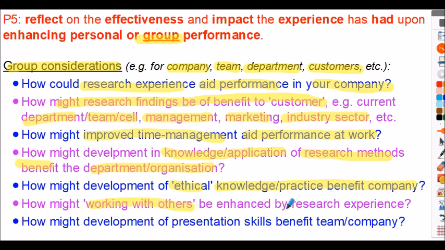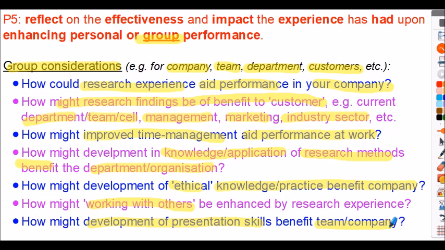Your research experience, would that affect the way you work with others, because you've had to go through interviewing, analysis of what people say if you're doing the qualitative work and so on? And how might the development of your presentation skills benefit the company, because you're going to do ultimately a presentation and executive summary, which would be the final outcome. And again, that's very good skills there, because it's writing skills, very concise to produce an executive summary, very coherent.